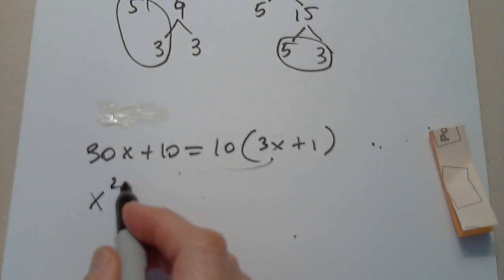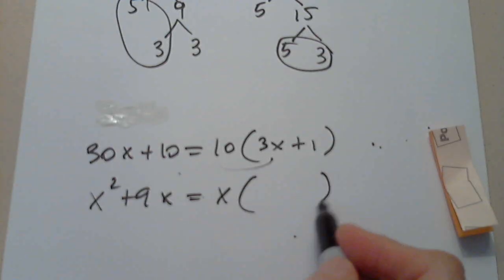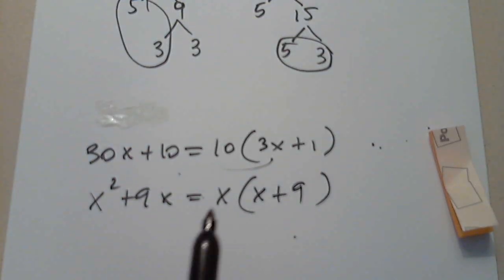Okay, what about x squared plus 9x? What would you factor out from this? That's it. And remember, you have to have 2 terms, so that x times x is x squared and x times 9 is 9x. Is this okay so far? Yes. Okay.